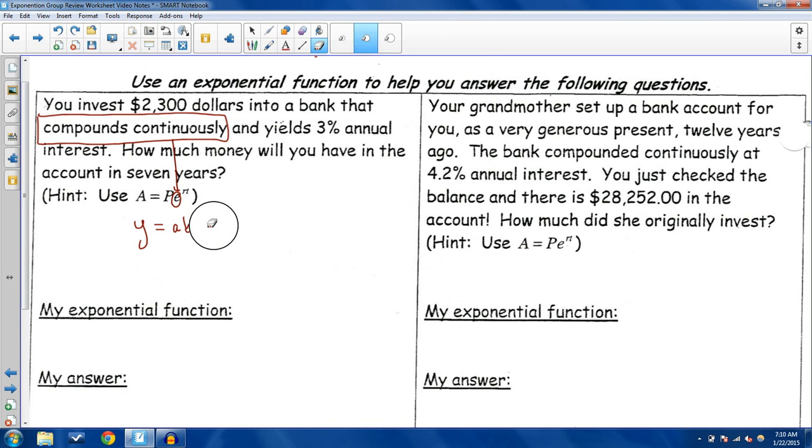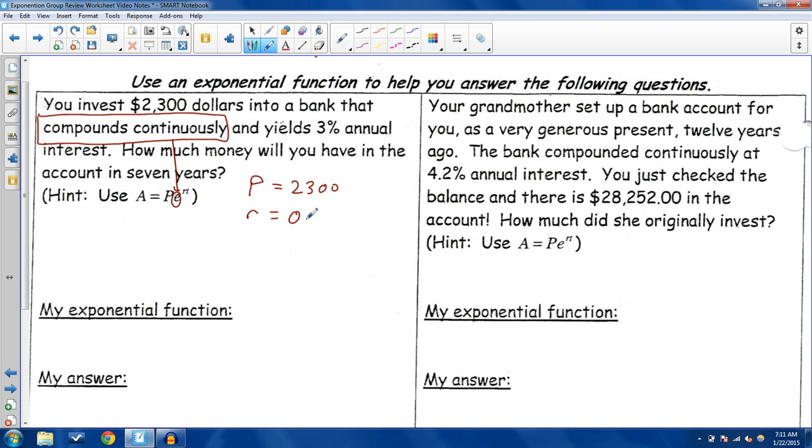Now, the thing about continuously compounded interest is that your interest gets interest, and that's what that 3% is. Your 3% tacks on more and more as time goes on, which is pretty awesome. So you invest $2,300, so your P, your initial value, is $2,300. It compounds continuously, that's your e. 3% annual interest, so r is that annual interest. 3% is 0.03.